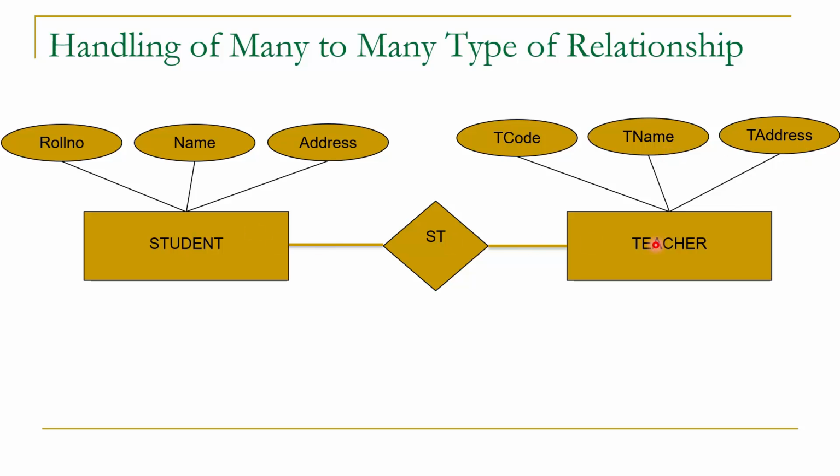The relationship between student and teacher is many-to-many type, because one student can have multiple teachers, and for a given teacher there are multiple students. In this session we will convert this ER diagram to table. We will also discuss the rule to handle many-to-many type of relationship in the process of conversion of ER diagram to table. So let us start converting this ER diagram to table.